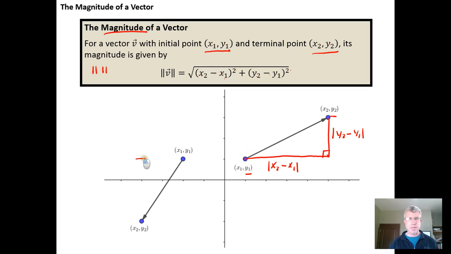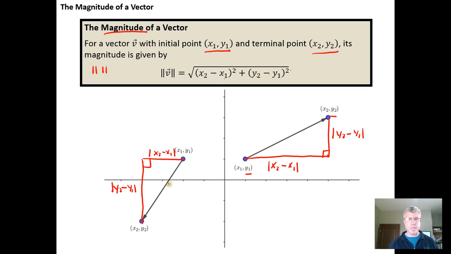And that's going to be the case regardless of which direction our vector is pointing in. So the distance across the base of this triangle, if we take x2 minus x1, we're going to get a negative number, but if we take the absolute value of it, we get the positive distance across the base of that triangle. And if we take the absolute value of y2 minus y1, we get the height of this right triangle as well. And then we just apply the Pythagorean theorem.